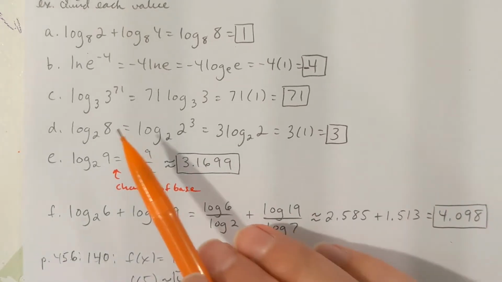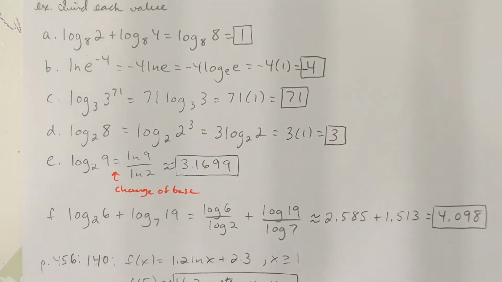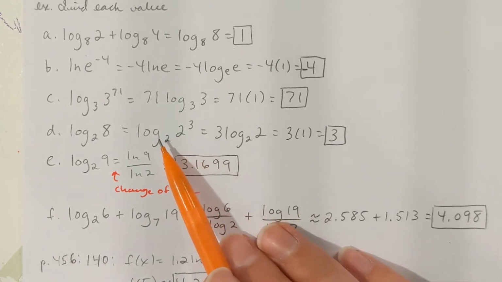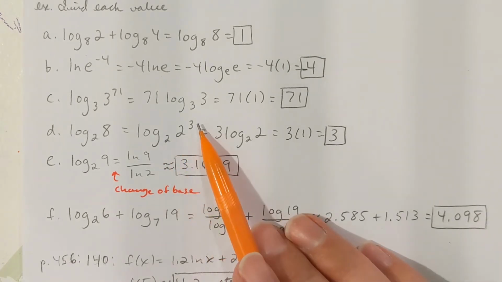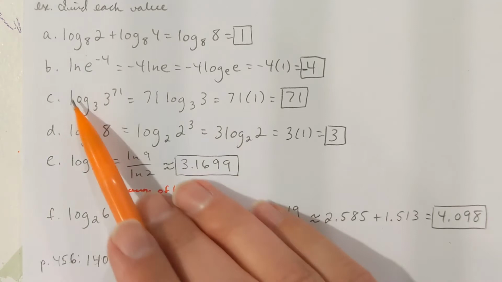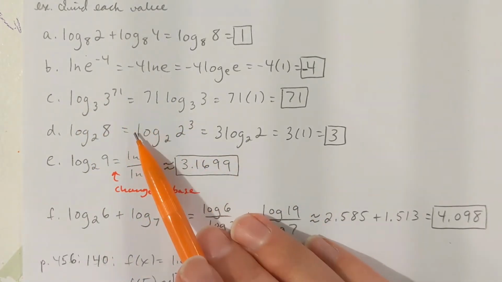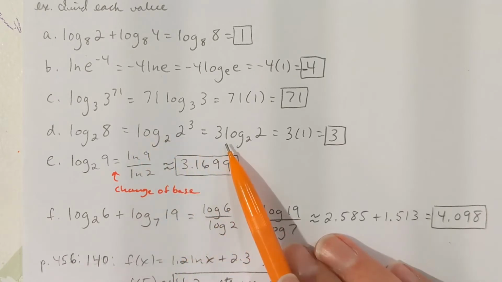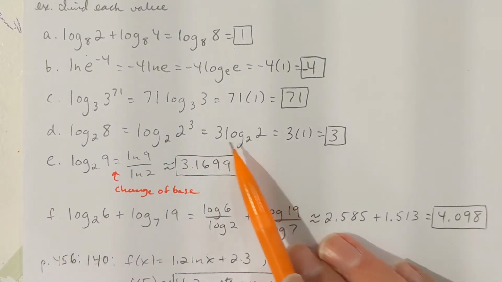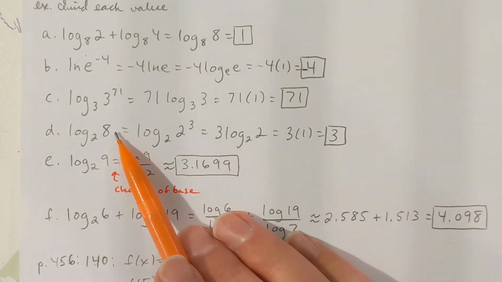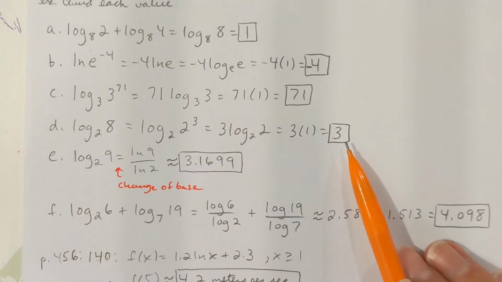Part D, log base 2 of 8. Well, 8 is the same as 2 cubed. And that's how I'd want to think of 8 here in this problem, because log base 2 of 2 cubed is very much like the last problem I just did, just different numbers. So the 3 can come in front of the logarithm. Log base 2 of 2 is 1. 3 times 1 is 3. So log base 2 of 8 is equal to 3.